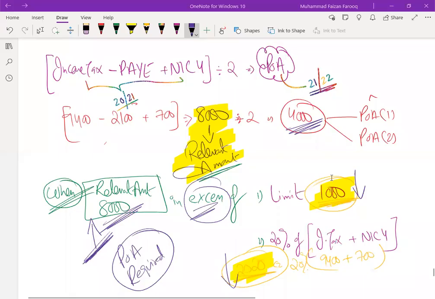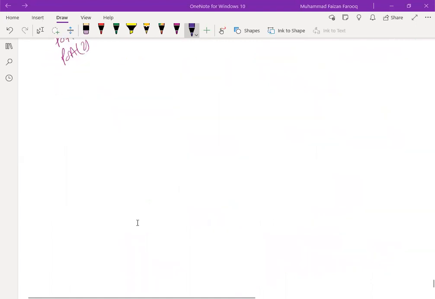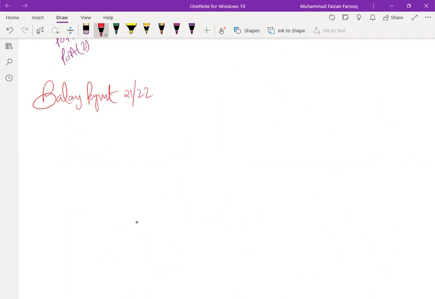Now one of the last important topics of this chapter is balancing payment. I already told you the date for balancing payment, right? Balancing payment for 21-22, the tax year, will be on 31st January 23. And in order to calculate the balancing payment, we have a formula.